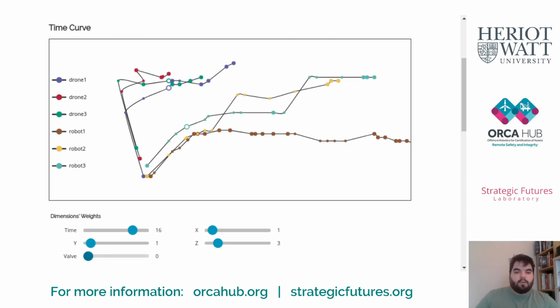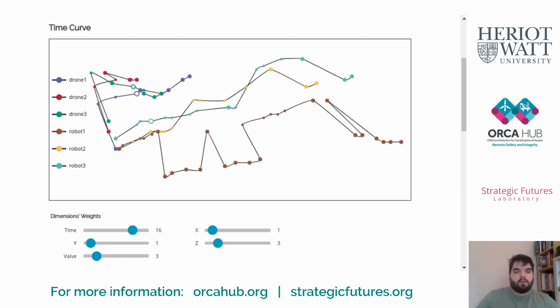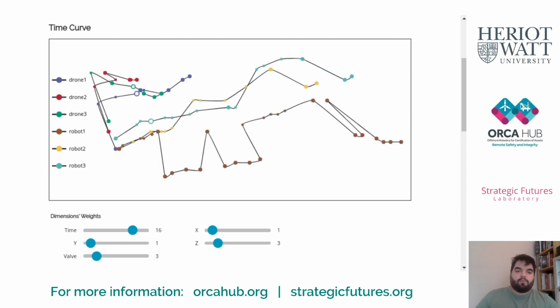Next, maybe I can look at the valve in a bit more detail, and if I increase that axis, I can see that the valves are worked on by the ground robots. Robots 2 and 3 are dealing with valves at the end of their mission, and then I've got robot 1, which is dealing with 4 valves throughout the plan.